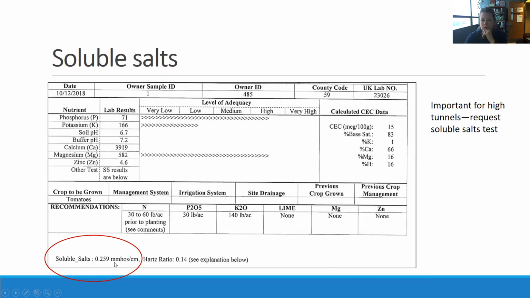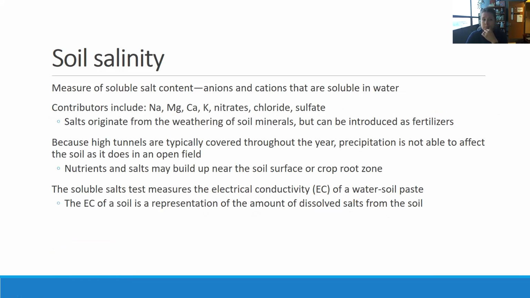So again, soluble salts, just real quick, if you're in a high tunnel, request soluble salts. It'll show up like this. This number may not mean a whole lot to you, but if you can keep track of it year after year, you can see if it starts to creep up. And if this was 1 or above, I would be concerned. So keep an eye on that.